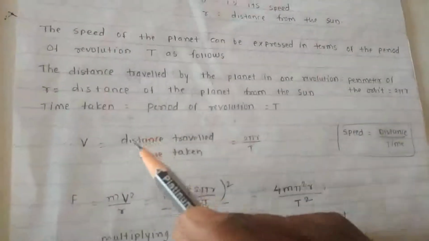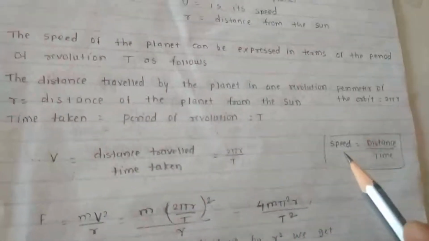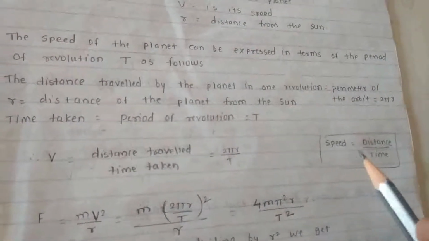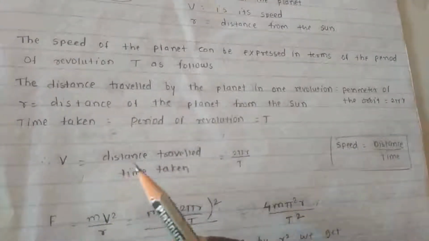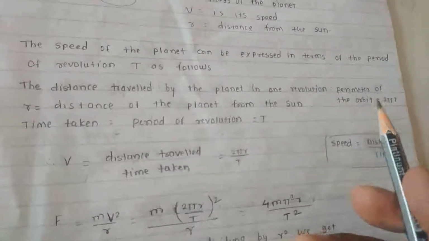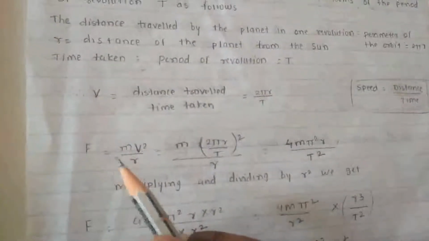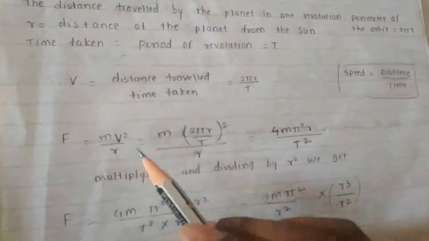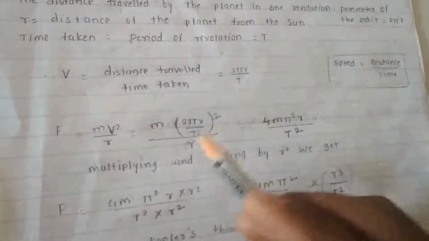So what is the formula? v is equal to distance traveled upon time taken. Everyone knows the formula of speed. Speed is equal to distance upon time. Here v is the speed. So distance traveled upon time taken. Distance traveled is 2 pi r, and time taken is T. But we know the centripetal force F is equal to mv square upon r. Therefore what is the value of v? v is equal to 2 pi r upon T.